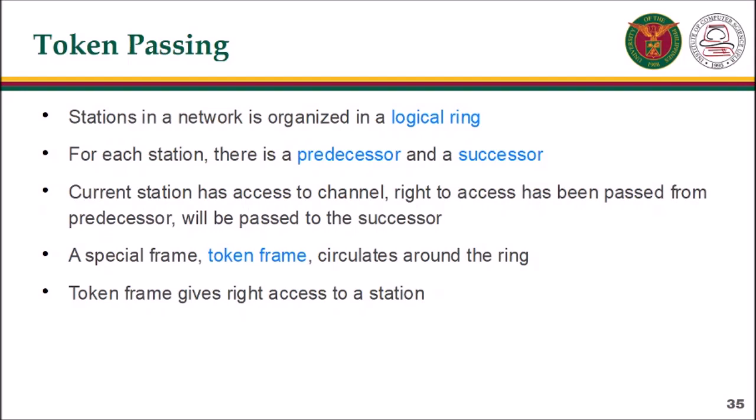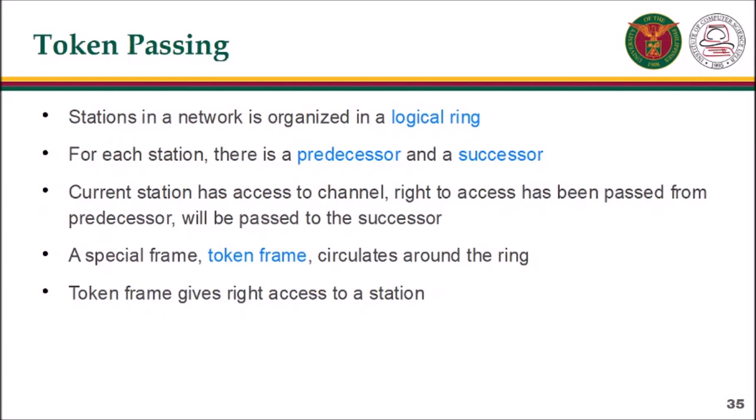In the token passing method, the stations in the network are organized in a logical ring. In other words, for each station, there is a predecessor and a successor. The predecessor is the station which is logically before the station in the ring. The successor is the station which is after the station in the ring. The current station is the one that is accessing the channel now. The right to this access has been passed from the predecessor to the current station. The right will be passed to the successor when the current station has no more data to send.